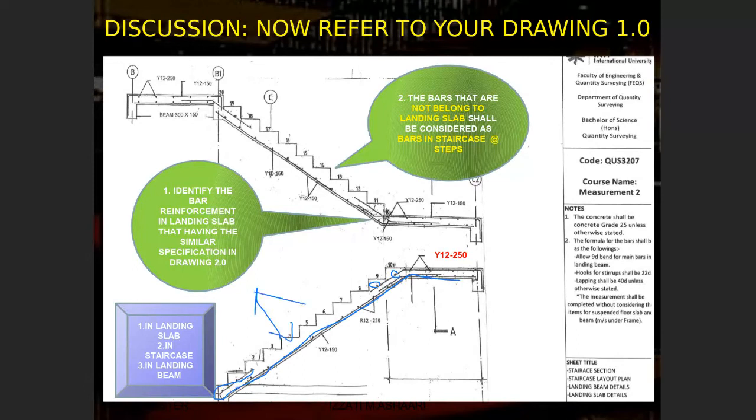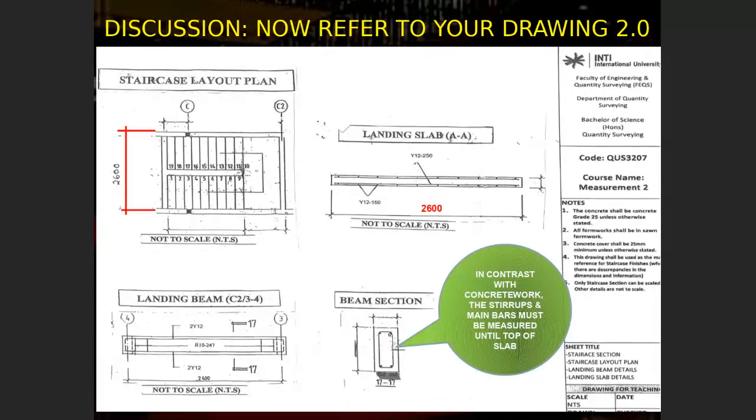So what you need to do first is identify how many items are available in the landing slab, how many items are available in the landing beam, and then write down the taking off list. This is covered under studio number 2, the measurement for the bar reinforcement. Studio number 1 is only concrete and formwork.